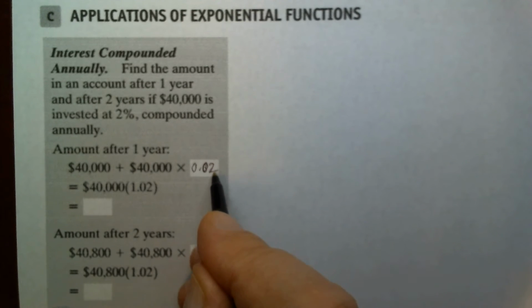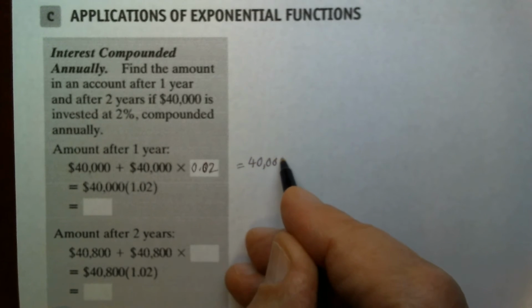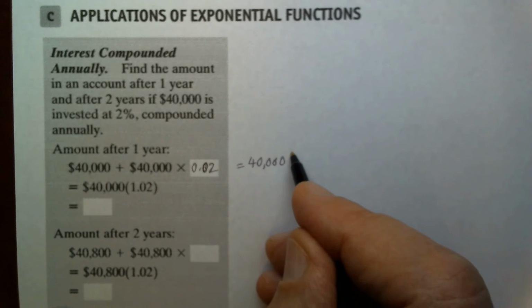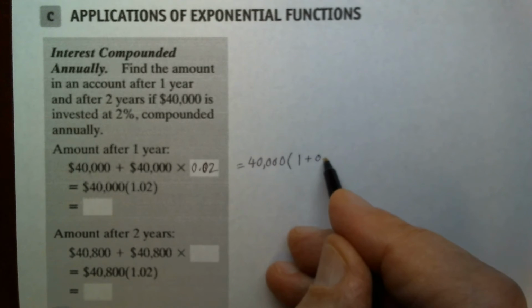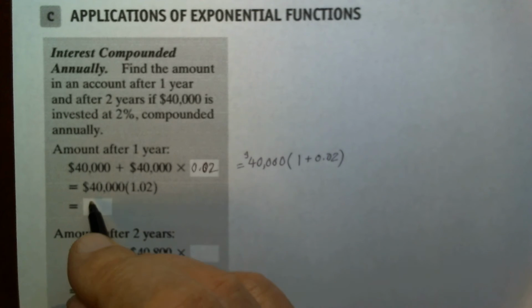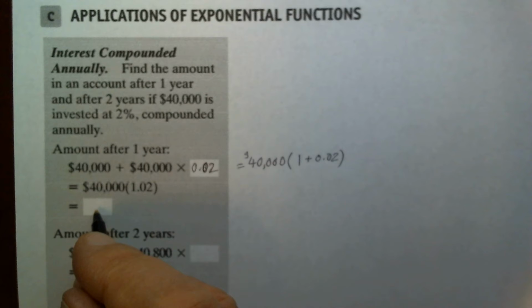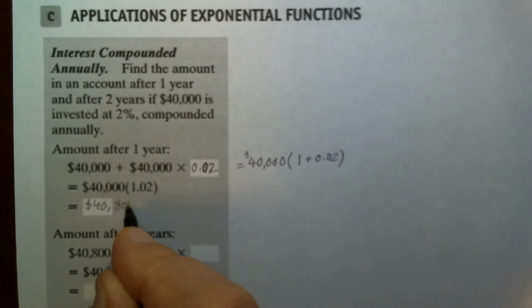And so when we factor out the 40,000, we get 40,000 times (1 plus 0.02), and that is equal to 40,000 times 1.02. And that is equal to $40,800.